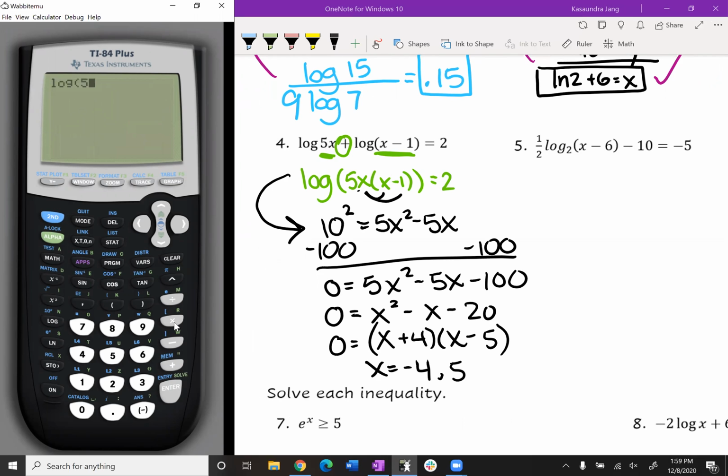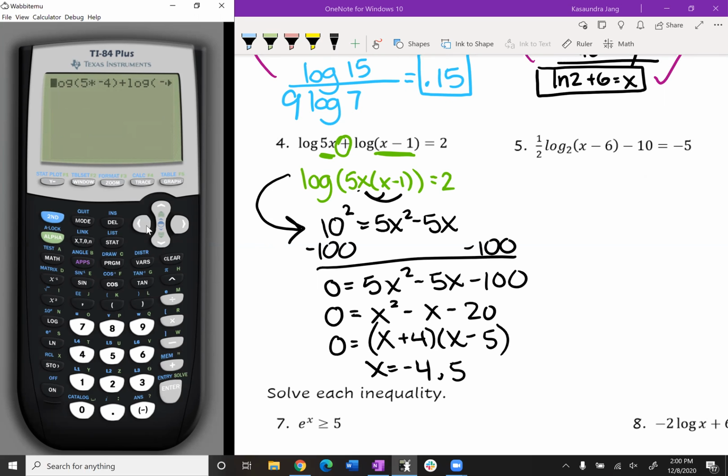Log of 5 times x. I'm putting a -4 in for my x. Plus log of, and then -4 minus 1. And then, oh, error. What's up with the error on this? Huh. So obviously plugging the -4 in didn't work.